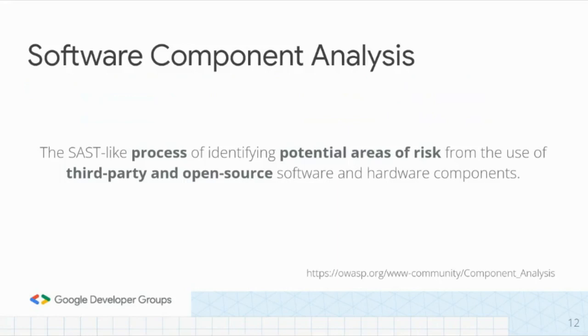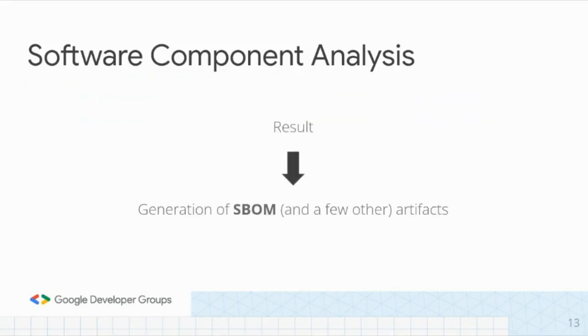For more information, I always put a small link here in this corner, and you can read more about component analysis or software component analysis in this link. So it's all that. So what is the result of this analysis? What does it do? What is the end result? The end result is something called SBOM. It generates a file called SBOM. So you run this tool, which does SCA. We don't know what it does internally. We don't want to know. But at the end, it generates an SBOM and a few other artifacts.